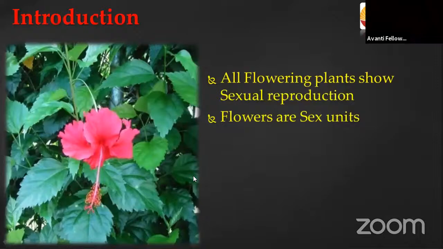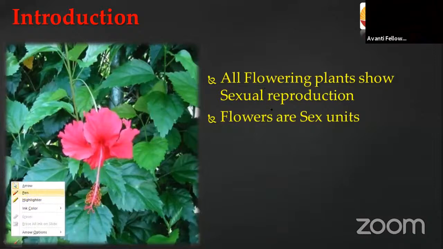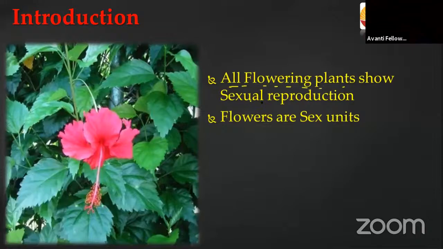So let me give you a small introduction about the new chapter, that is reproduction in flowering plants. Actually, in the chapter title only it is written, I guess, sexual reproduction in flowering plants. The chapter name itself has sexual reproduction. Still 15% of people got this question wrong, the one I just asked. Okay, so all flowering plants show sexual reproduction. You know this, right? All flowering plants show sexual reproduction. Why? Because the flower contains both male gametes and female gametes. Hence they are called sex units.